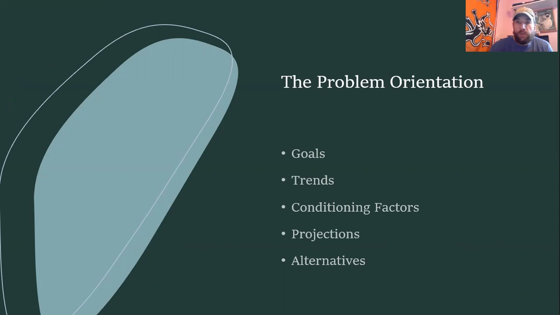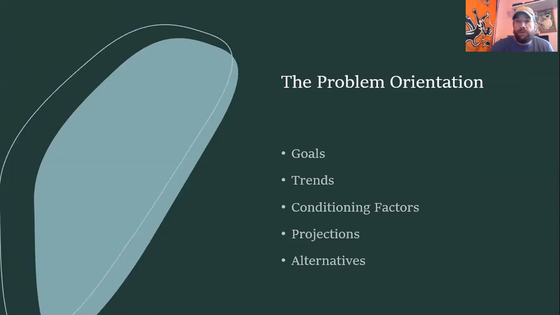Okay, there are 5 parts of the problem orientation. You have to have some goals. And then you have to have trends with respect to those goals. Okay, so you don't have a problem if whatever goal you have, the trends, what's happened in the past to get you to this moment, are heading in the direction of that goal. You only have a problem if the trends are pointing away from your goal or your goals, right? Then you have to ask the conditioning factors, which is more of a contextual, fancy way of saying causes. There can be direct and indirect causes. That's why they call them conditioning factors. What's causing those trends, okay? So you have the causes of the trends towards or away from your goals.